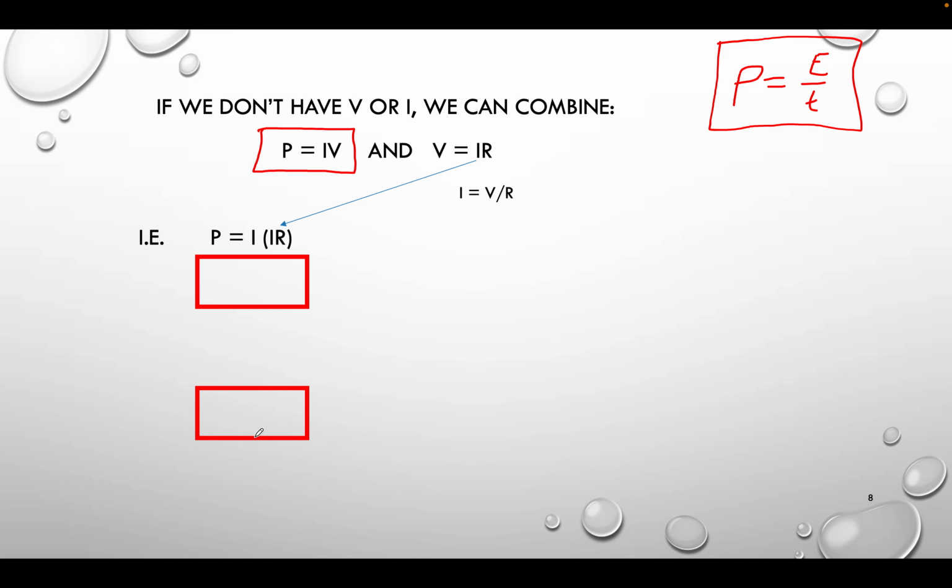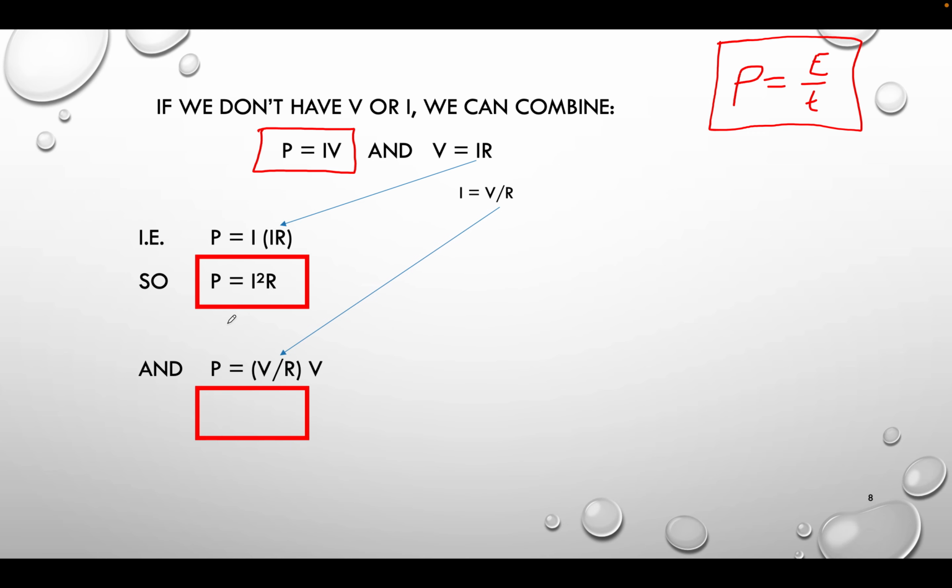So we can say P equals I. Instead of V, we can say IR again, because we also know V is IR. So I will not write V, I will substitute IR in there. So I times I is I squared, P equals I squared R.